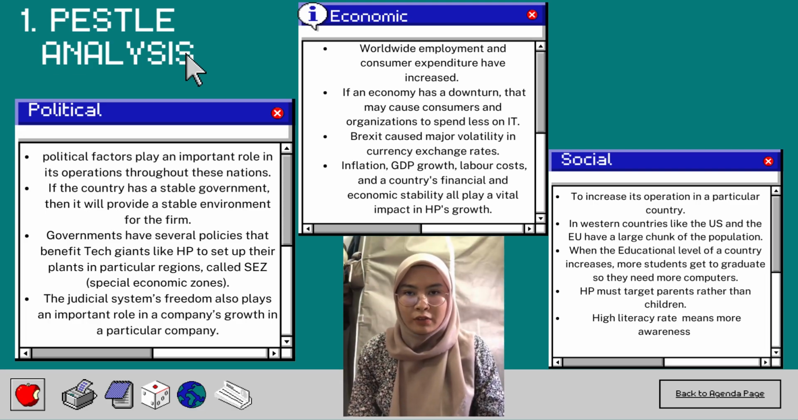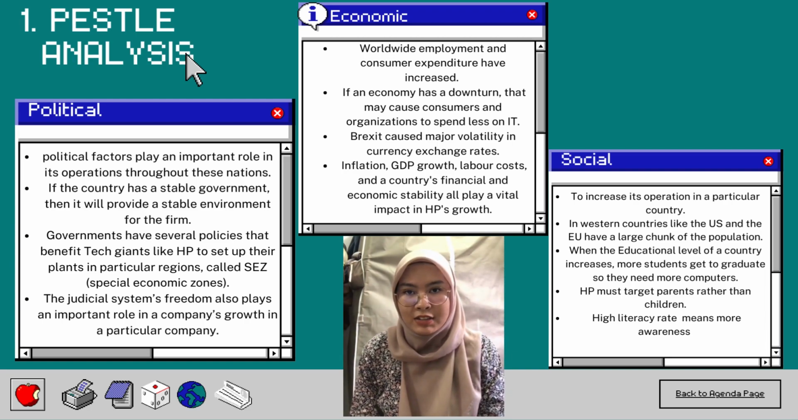In 2012, HP faced a backlash and even the United Nations Human Rights Commission raised its concerns. Political factors play an important role in any company's growth in a specific region. If the country has a stable government, then it will provide a stable environment for the firm. Otherwise, in countries where the government changes more frequently, firms tend to hesitate to invest.